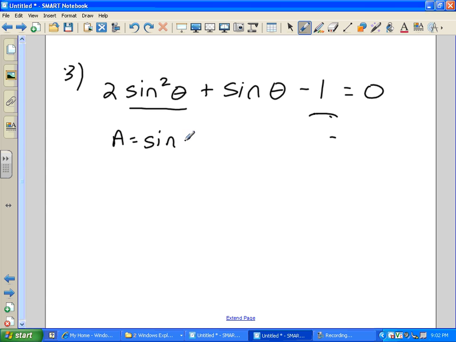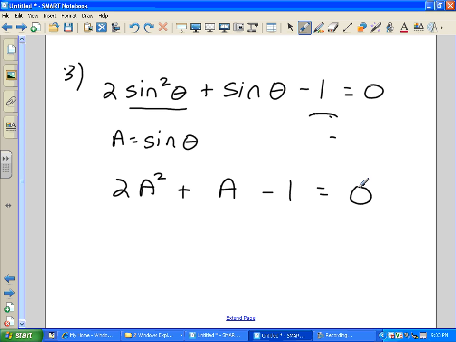And so it's going to make it a nicer looking equation. So that would change this: instead of 2 sine squared theta, this would just be 2a squared plus, and there again, sine theta is just a, minus 1 equals 0. Okay, so now it's just an easier kind of quadratic to solve here.